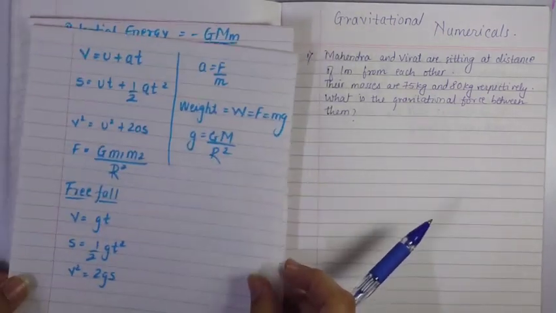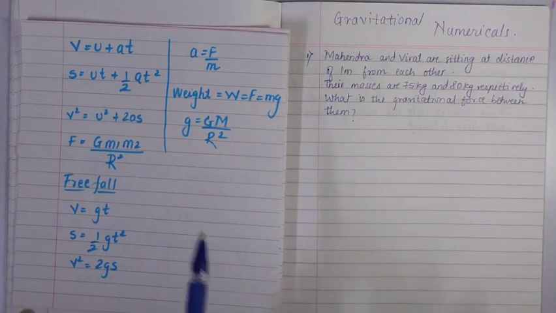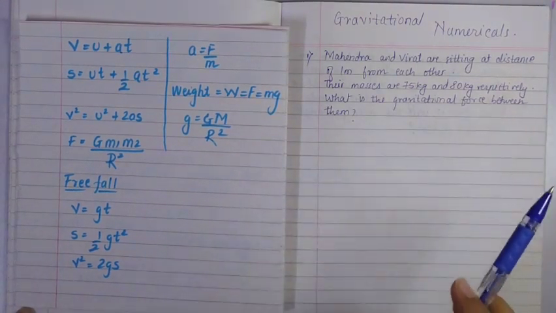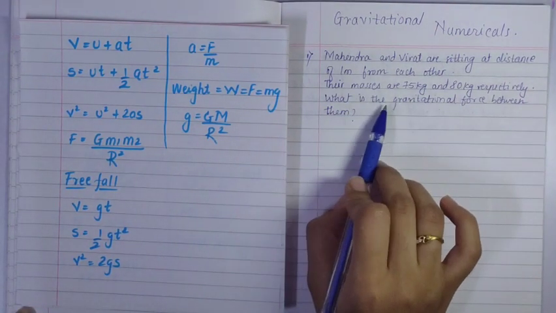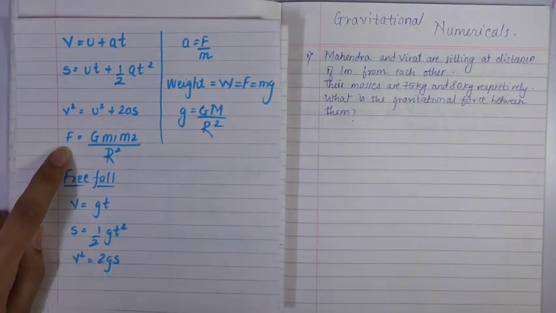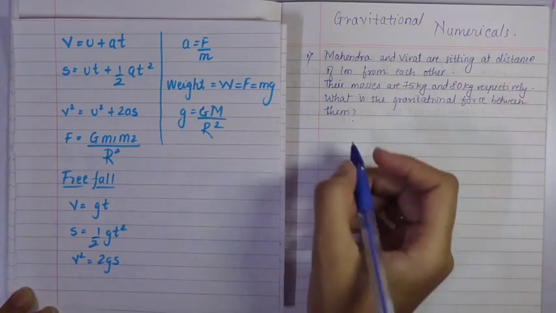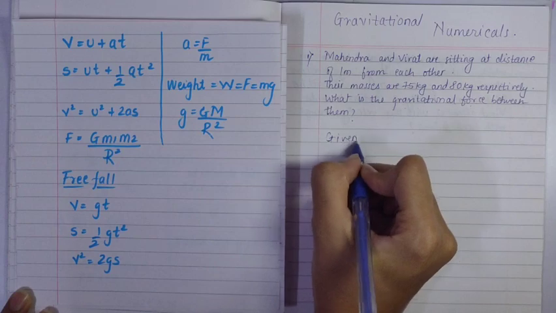Now, among the formulae list that I have created, you need to use one formula and solve the sum. The formula you are going to require is this one, because they have asked you the gravitational force. Gravitational force can be given by G m1 m2 upon r square. Before that, we need to write down the given part.